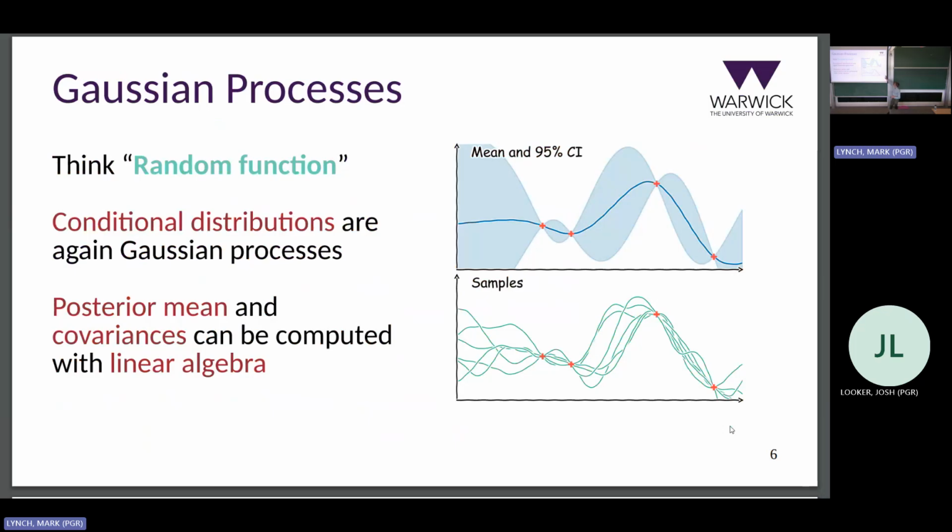And as an intuition on the right, I've drawn here, say, the mean of a Gaussian process that's been conditioned on 4 observations and a 95% confidence interval around it. And another way of looking at it is to draw samples of the model.